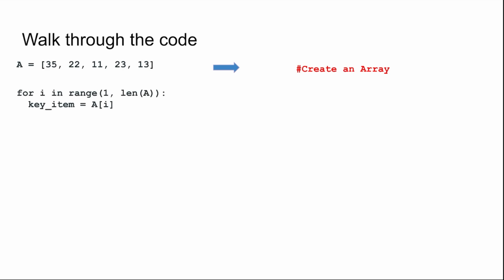Now let's walk through the code. First, we create an array A. Then there's this outer for loop, which initializes I to be 1, and the range of I would be from 1 to the length of array A minus 1 inclusively. And also notice that key item is set to A of I.